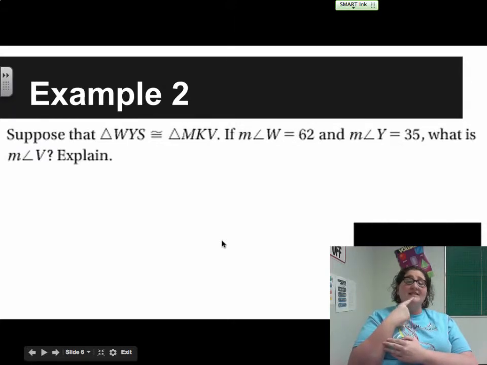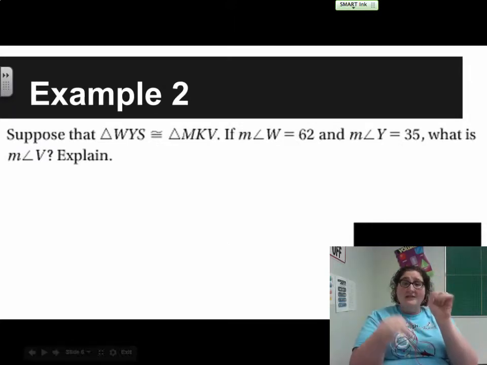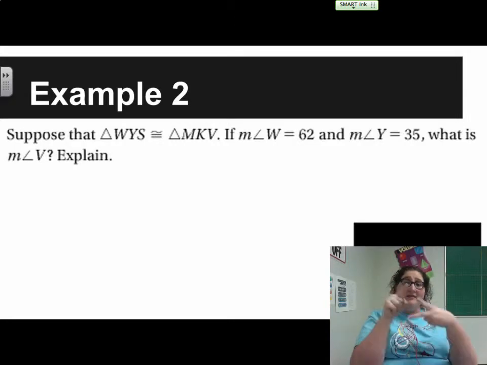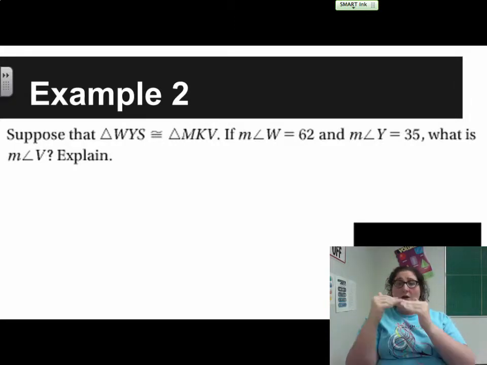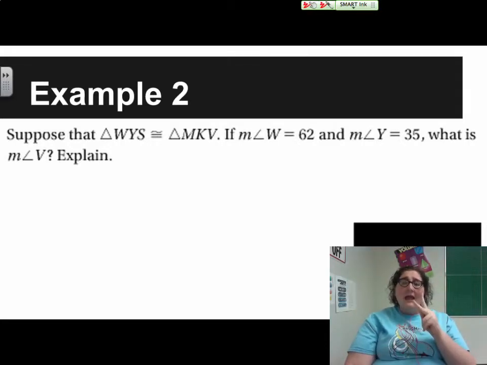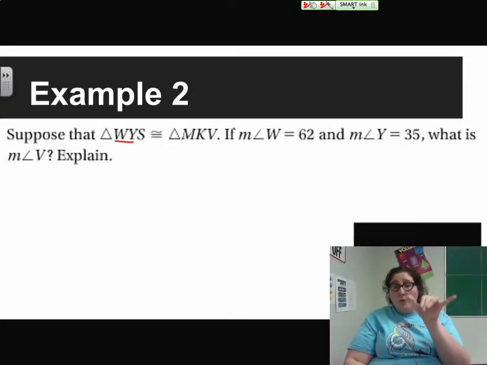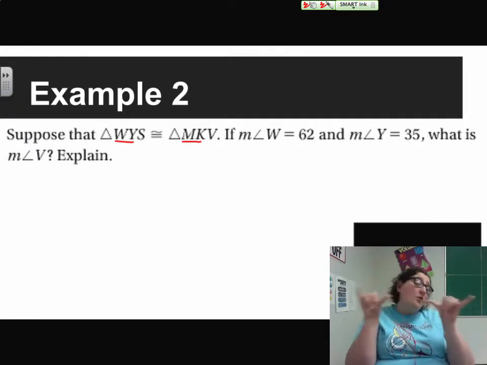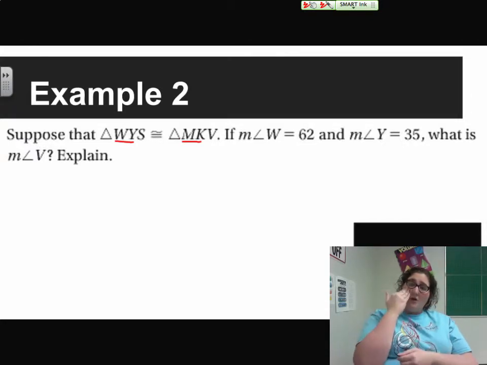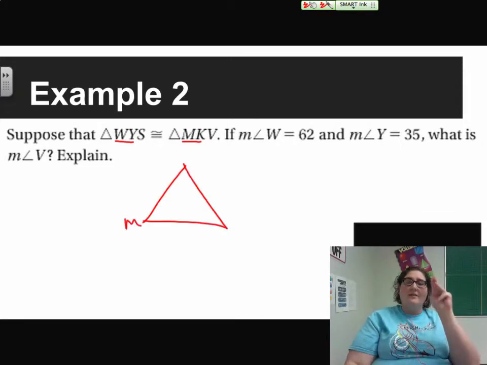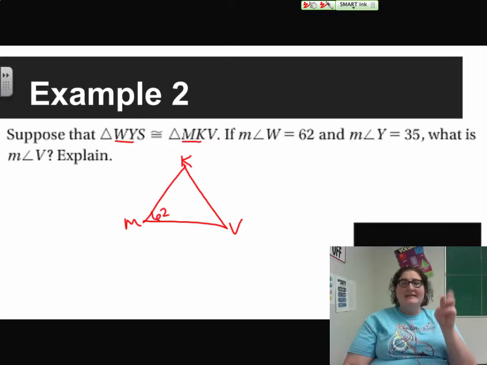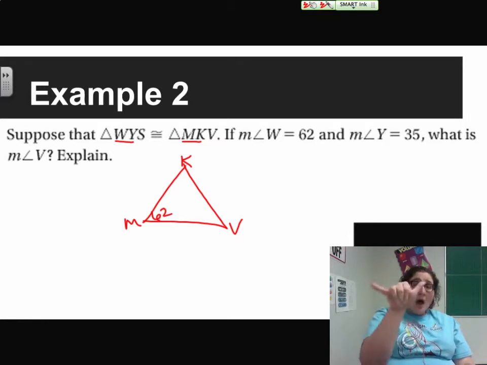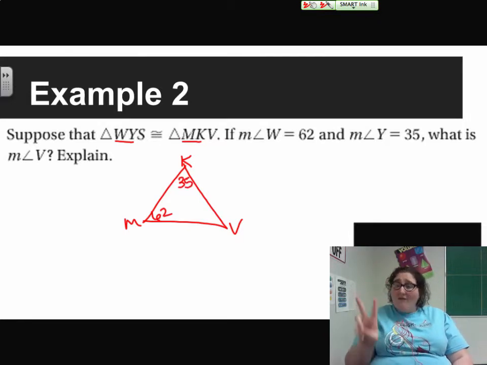Example 2, it says, suppose that triangle WYS is congruent to triangle MKV. If the measure of angle W is 62 and the measure of angle Y is 35, what is the measure of angle V? Explain. Okay, well, if I know W and Y, that means I also know M and K because they're congruent to each other. Let me draw my triangle, MKV. M is congruent to W, so this is 62. K is congruent to Y, so I get 35. And so now I'm just looking for V.